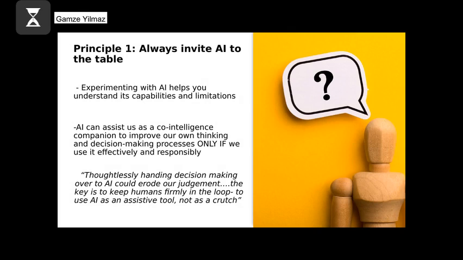The first principle, always invite AI to the table, pretty much summarizes the importance of experimenting with AI. Only if you practice using AI, different AI tools, can you understand its capabilities and limitations. And Mollick makes the argument that AI can assist us as a co-intelligence companion to improve our own thinking and decision making processes only if we use it effectively and responsibly.